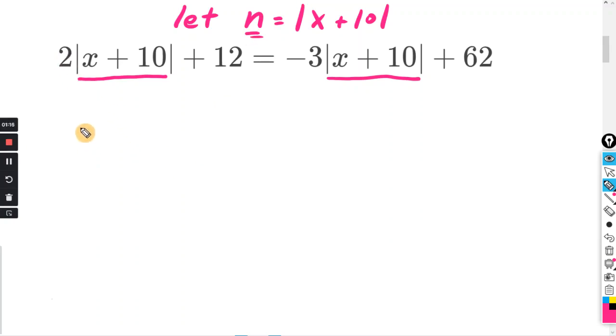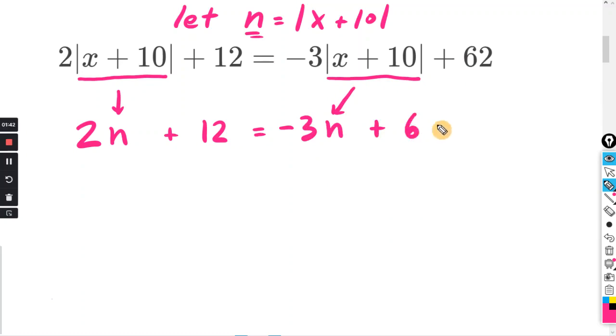Okay, so here we have a 2. And absolute value of x plus 10 is going to be n. Okay, and that's plus 12 equals negative 3. And again, absolute value of x plus 10, I'm just going to sub in an n. And finally, plus 62. Okay, and now solving this equation is much more simple. Okay, I'm just going to solve for n.